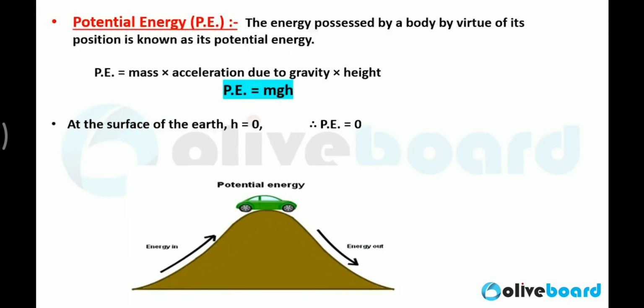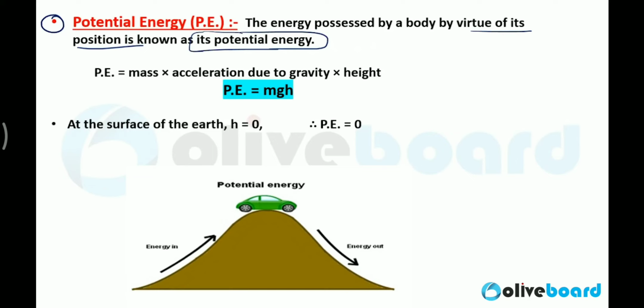And in a similar manner, there is potential energy. The energy possessed by a body by virtue of its position is known as potential energy. Kinetic energy is the energy that a body contains when it is in motion. Potential energy is a different kind of energy. It is the energy possessed by the body by virtue of its position with respect to some base.